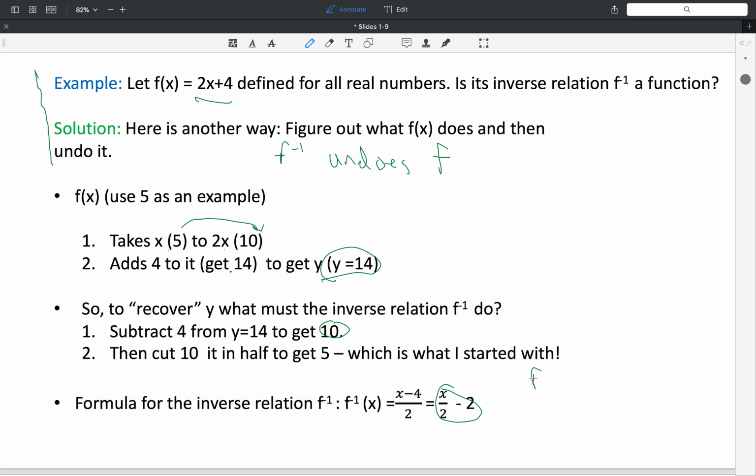So f inverse of 14 is equal to (14 minus 4) over 2, which is 10 over 2. Yep, 5. Perfect. That's what happens. Okay. So again, and this is a function right here. This is just a line, so it's a function.